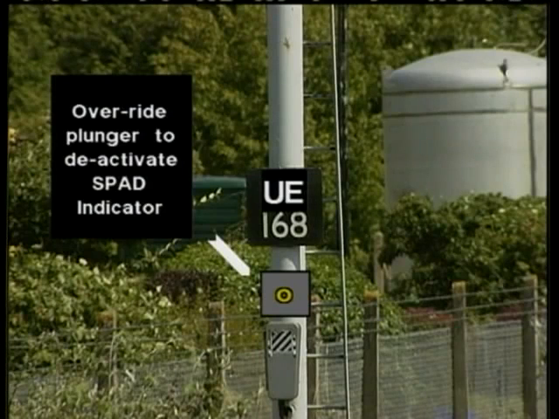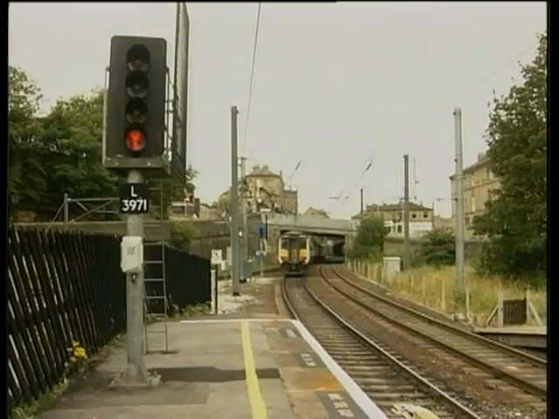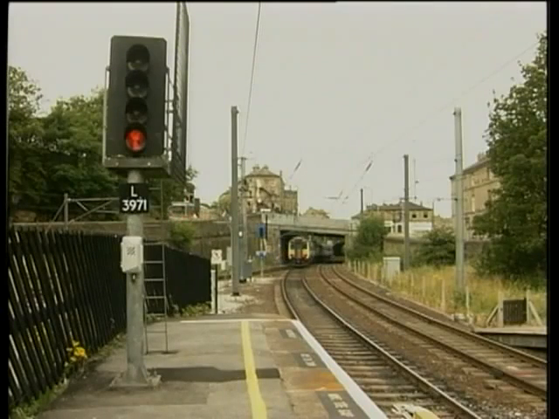Some stop signals, provided with SPAD indicators, will be fitted with override plungers, so that when authority is given to pass the signal at danger, the driver or hand signalman can depress the plunger to deactivate the SPAD indicator for the authorized movement. The override will be operative for that movement only. In all cases, the SPAD indicator apparatus will reset after the passage of the train.